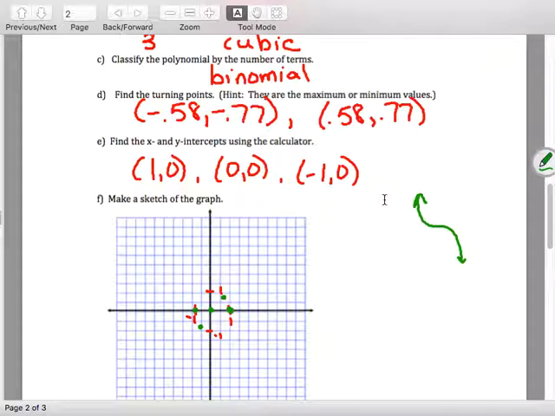So it's coming from positive infinity, it turns, and shoots down. So it really is super cool how we're connecting end behavior with the maximums, the minimums, and the x-intercepts. So it all goes together.